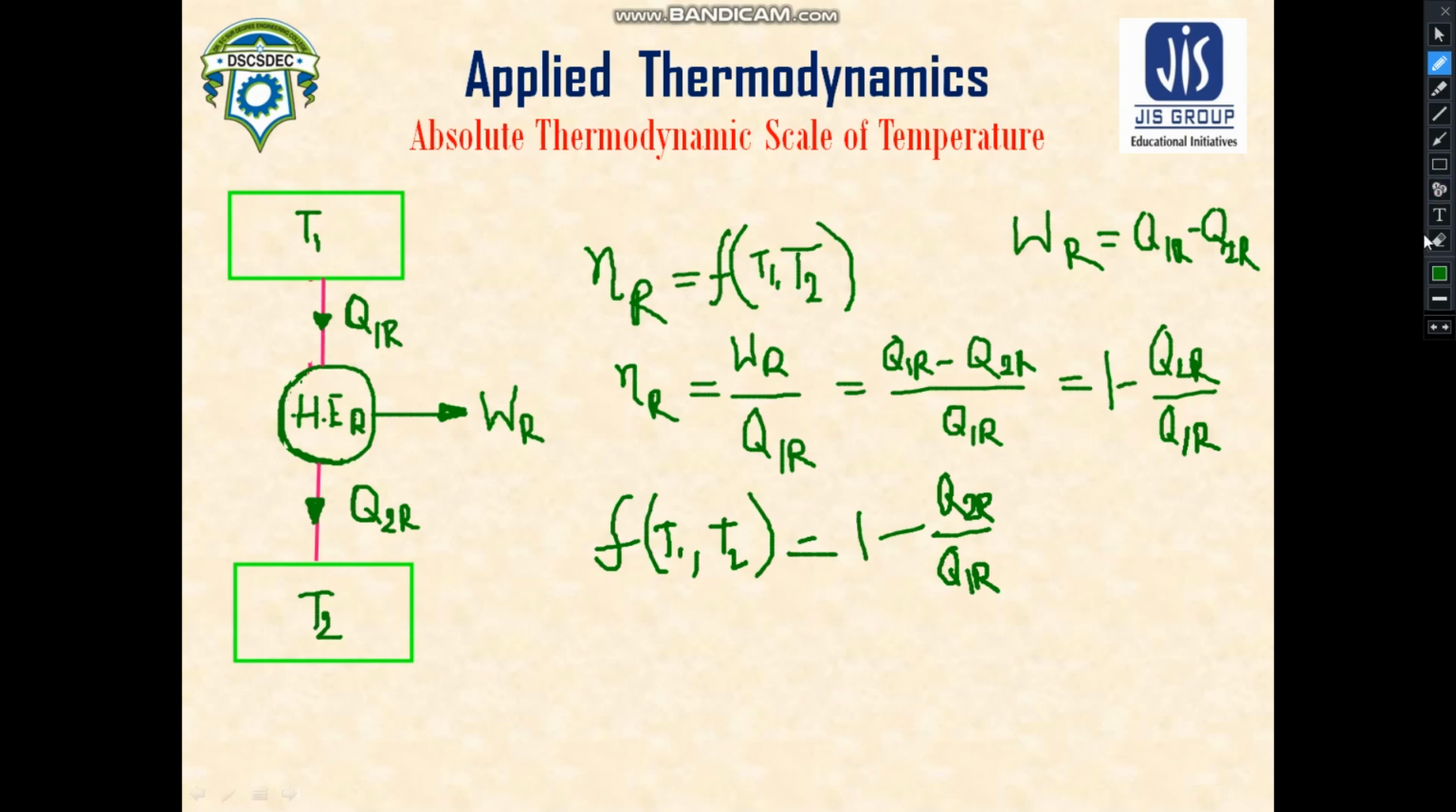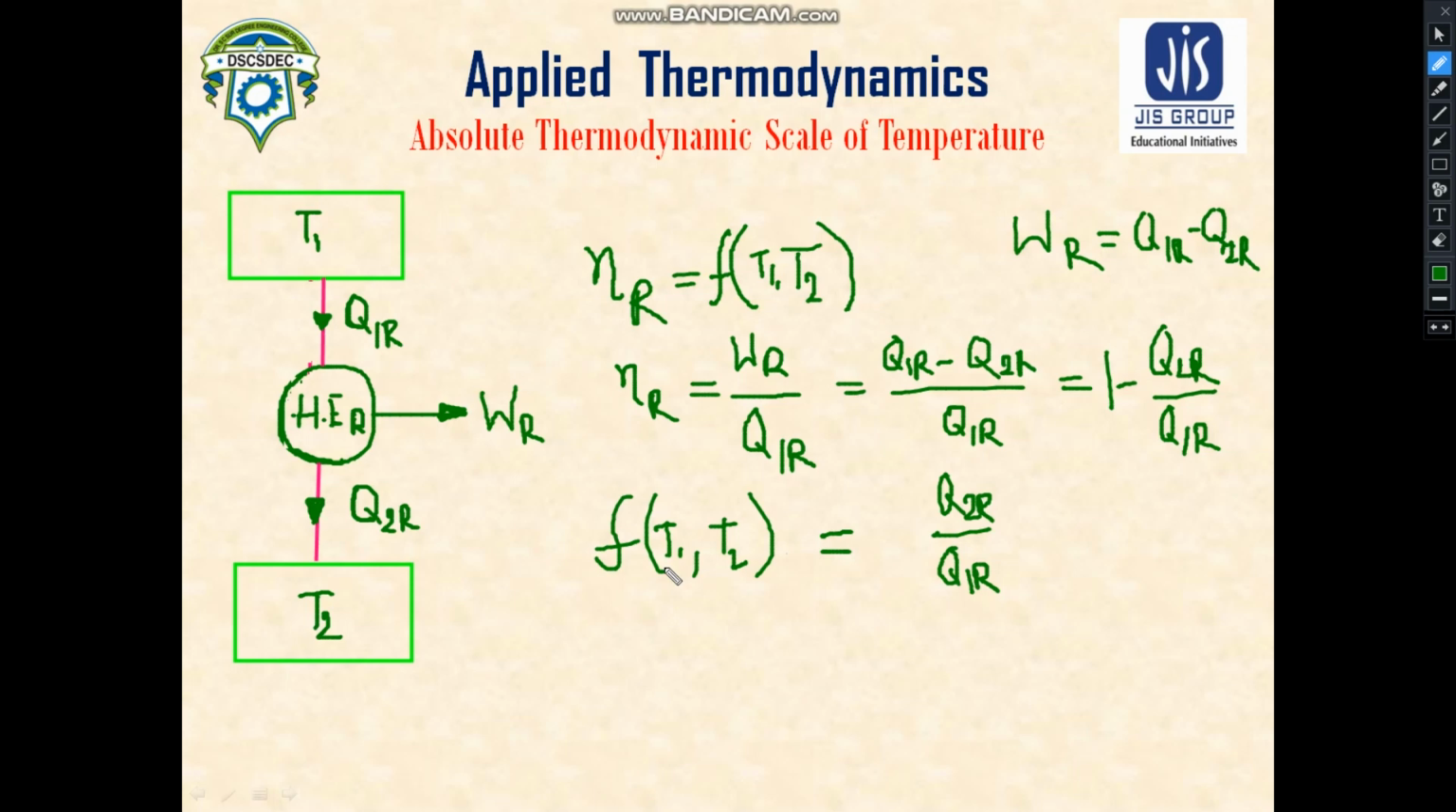And finally you can say that the ratio of heat rejection and heat addition would be a function of the temperature of heat addition and the temperature of heat rejection.